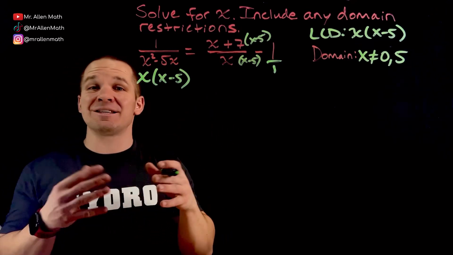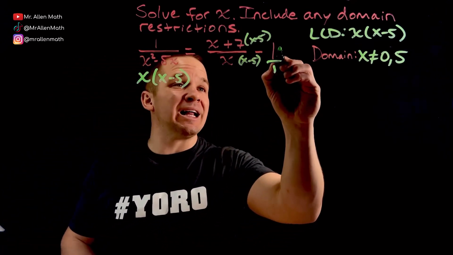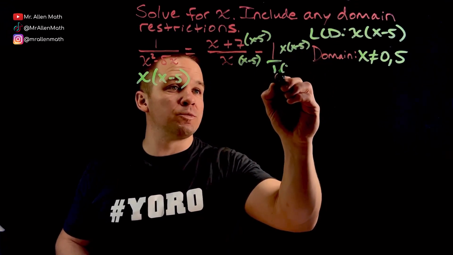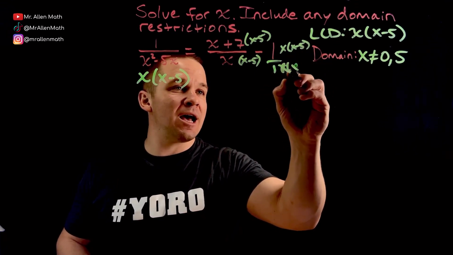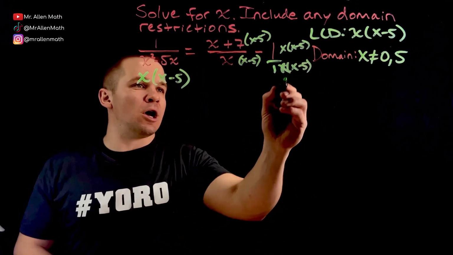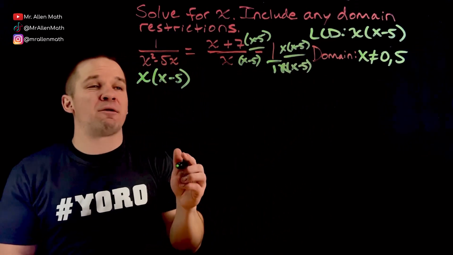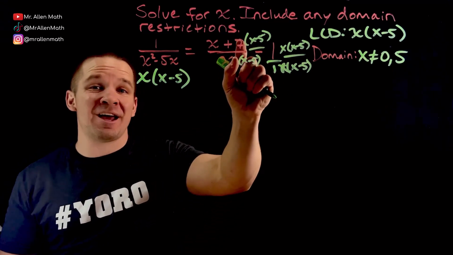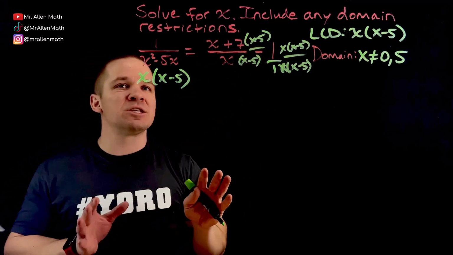That second one there has nothing. So I've got to multiply by my least common denominator, x times x minus 5 over x times x minus 5. All right, so numerator and denominator do get multiplied, right? Because I'm multiplying by 1 when I multiply by the same thing, numerator and denominator. All right, let's rewrite this thing now.